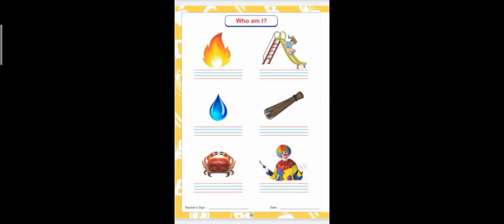Children, please open page number 89 of your English classwork book. Children, let's write the date. It's 27.1.21. See, the heading is Who am I? So children, in this page, you have to see the pictures carefully and write their names.